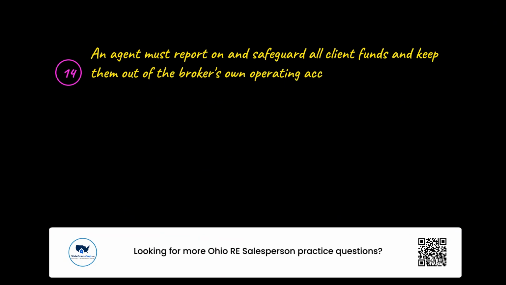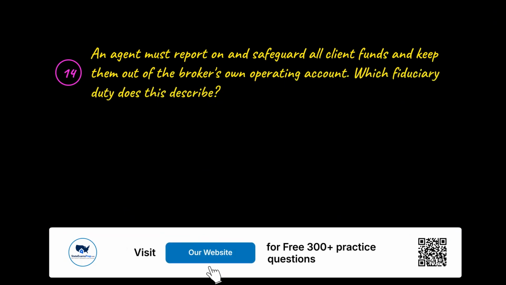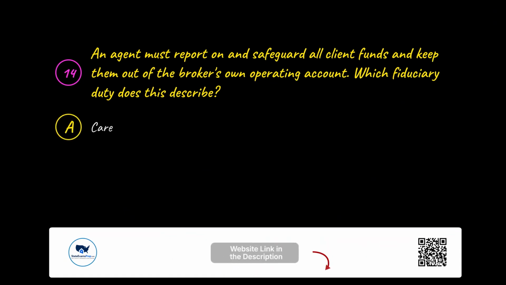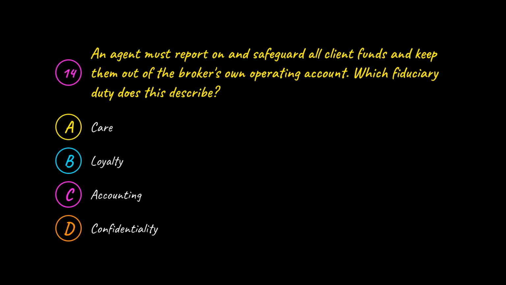Question 14. An agent must report on and safeguard all client funds and keep them out of the broker's own operating account. Which fiduciary duty does this describe? Your options are A. Care, B. Loyalty, C. Accounting, D. Confidentiality. Which would you go with? Lock it in before the reveal.